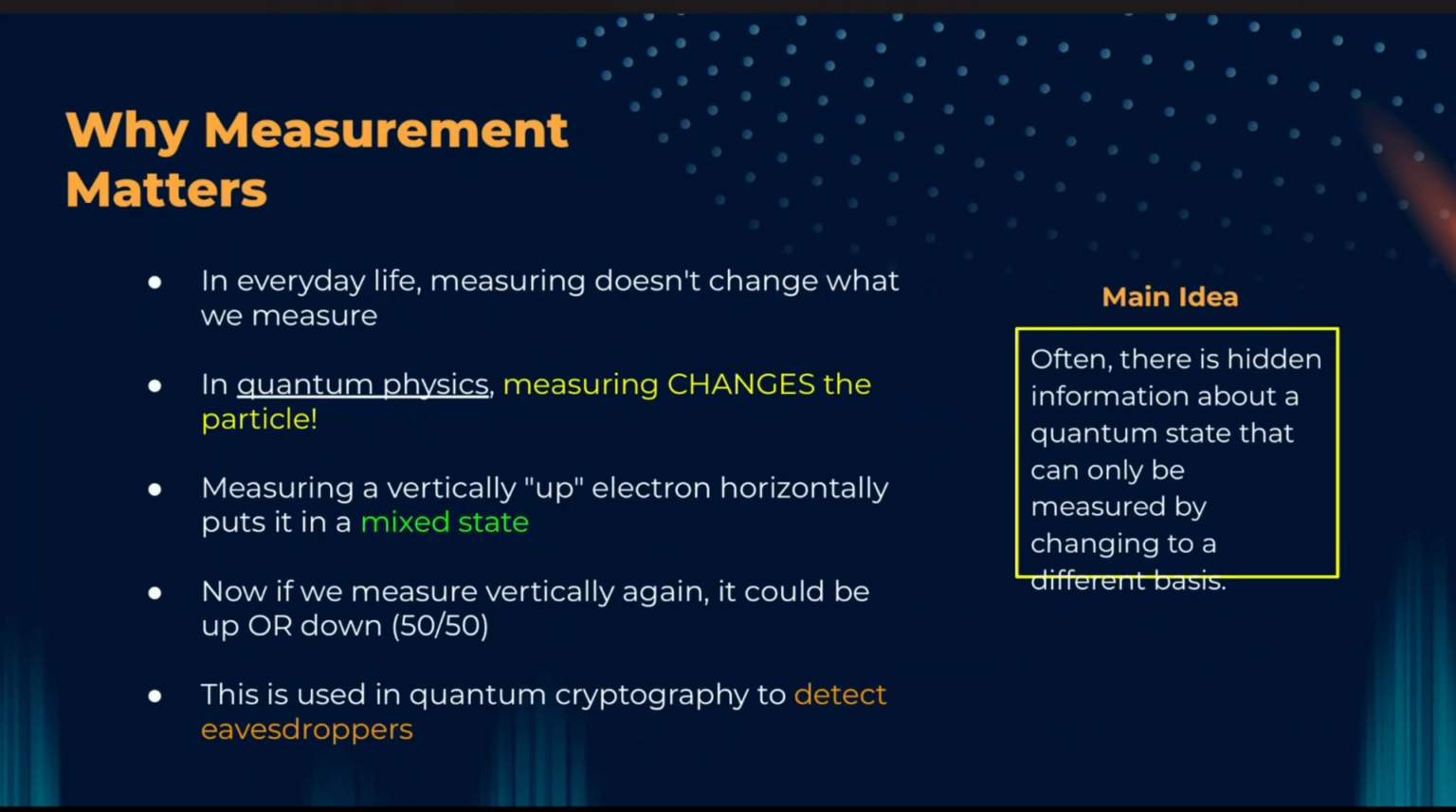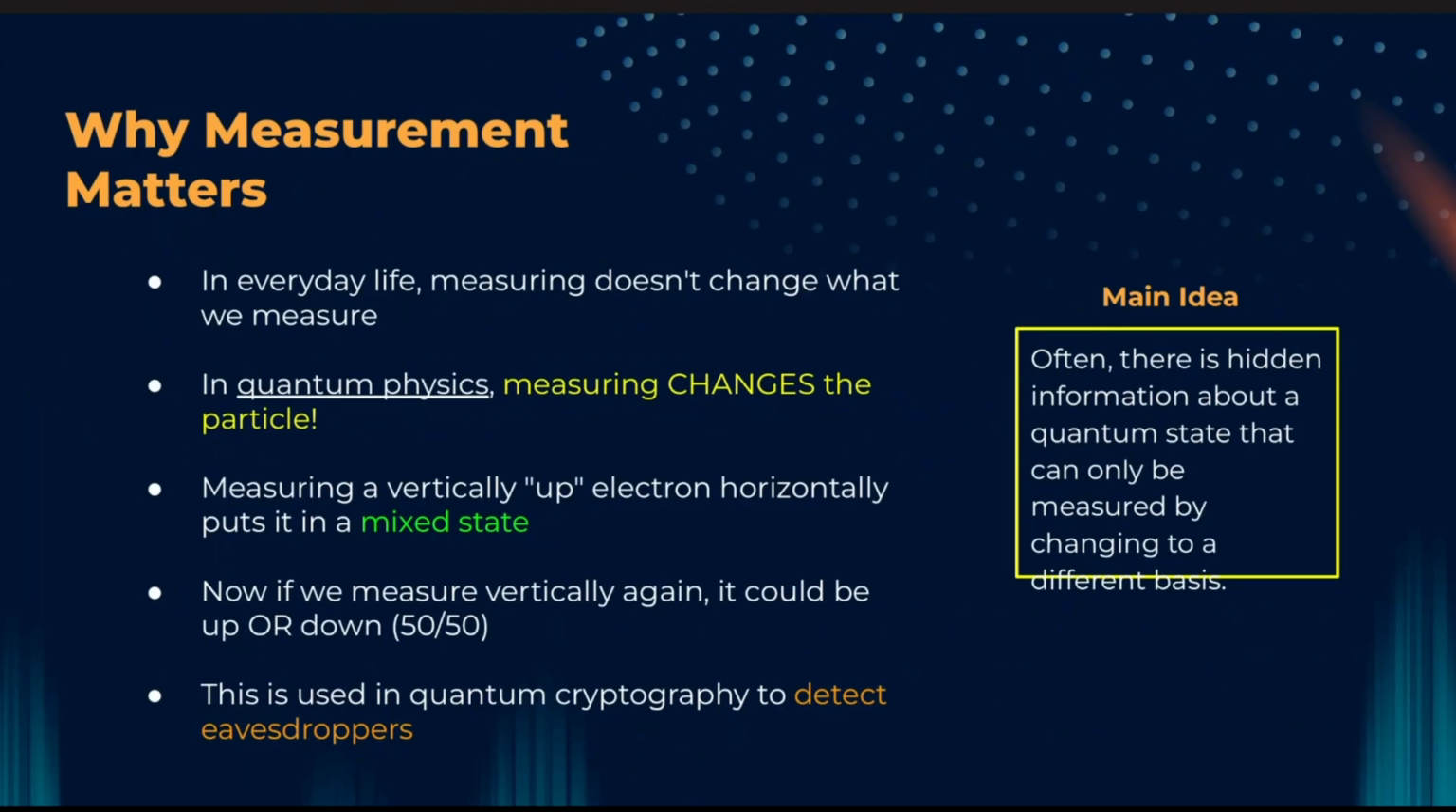So if we have a vertically up electron and it is in a mixed state of horizontally, well, a mixed state horizontally means that it's in a superposition of horizontal spin states, and measuring horizontally randomizes the vertical spin. The subsequent vertical measurement also gives us that the electron is up or down with a 50-50 probability. So it has a 50% chance of being up, 50% chance of being down.